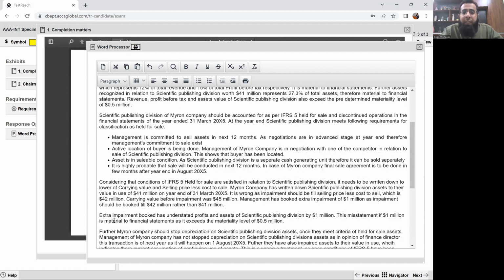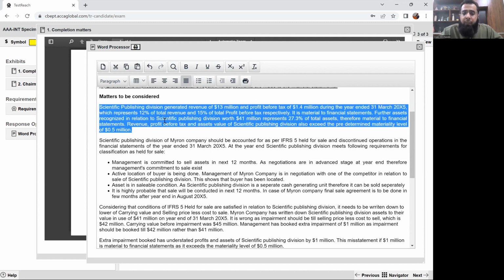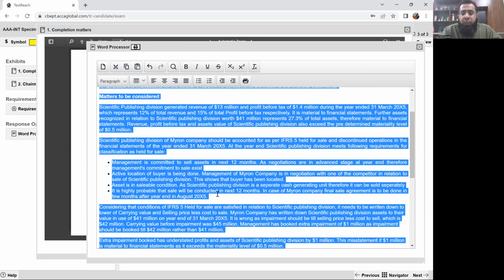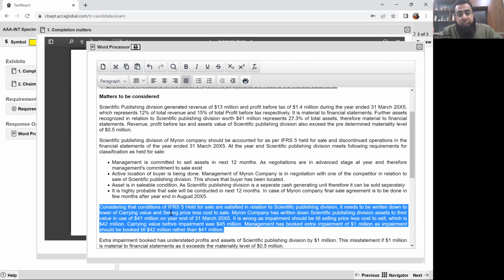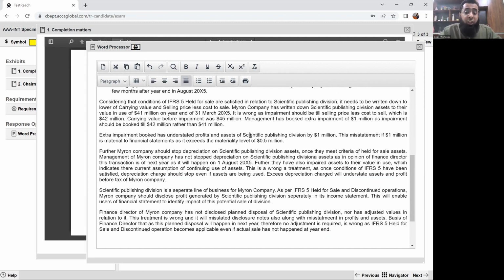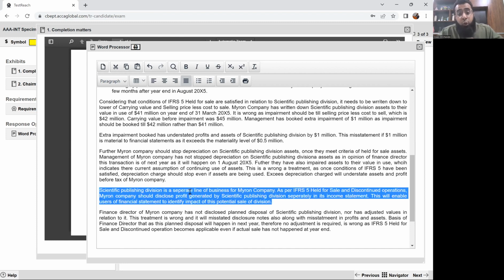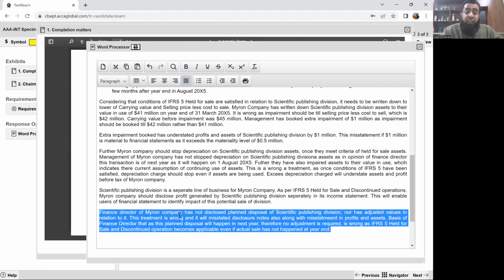So if you look at the matters to be considered, we first commented on the materiality. We always do in matters to be considered. Then we commented on the conditions of IFRS 5 because matters to be considered normally involve conditions relating to accounting standard. Then we commented that the impairment charge booked is wrong. Then we commented on the heads affected due to wrong impairment. We commented on the depreciation because it was clearly referred in the question that they are charging depreciation on straight line basis. We commented on the disclosure of discontinued operation. Then we commented that the finance director's approach, his judgment, is wrong.